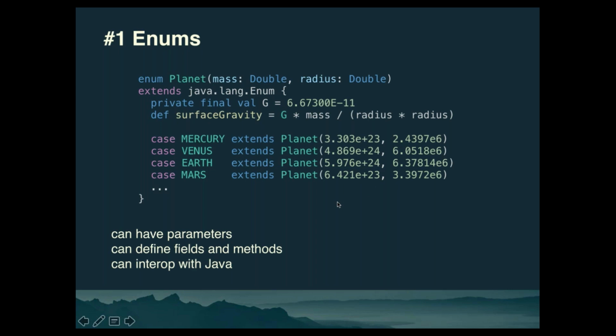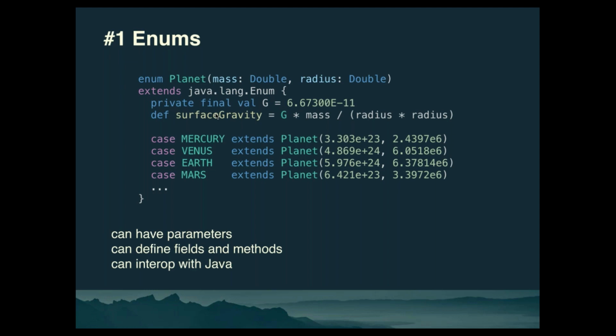So in that enum, the enum would be called Planet, and mass and radius are parameters, and then you would have the enum constants Mercury, Venus, Earth, and Mars, which all essentially are planets with specific values for these two parameters. What you also see in this example is that enums can have fields, and they can have methods that you can write just in the enum.